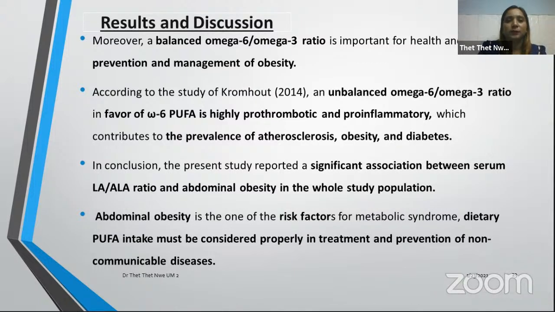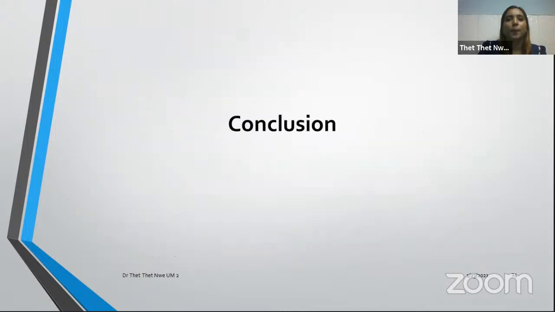In conclusion, the present study reported a significant association between serum LA to ELA ratios and abdominal obesity in the whole study population. And abdominal obesity is one of the risk factors for metabolic syndrome. Dietary PUFA intake must be considered properly in the treatment and prevention of non-communicable diseases.